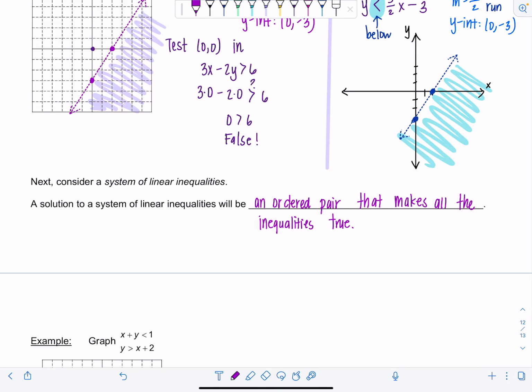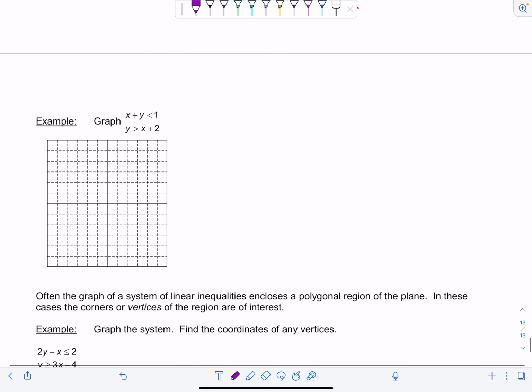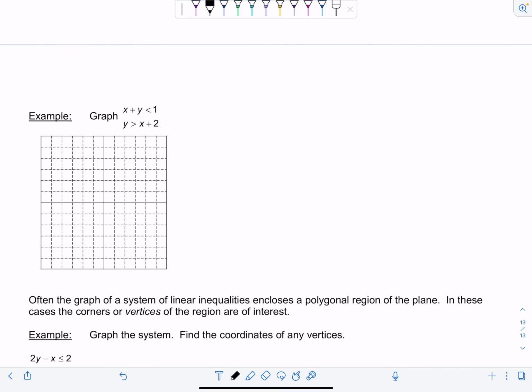All right, so let's look at an example here. We're going to graph the following system. X plus y is less than 1, and y is greater than x plus 2. So I'm going to go ahead and number them, and we'll consider each of them separately. So inequality 1, inequality 2. First, let's deal with inequality 1, which is x plus y is less than 1. Boundary equation would be x plus y is equal to 1. Is it dashed or solid? Good, it's going to be dashed.